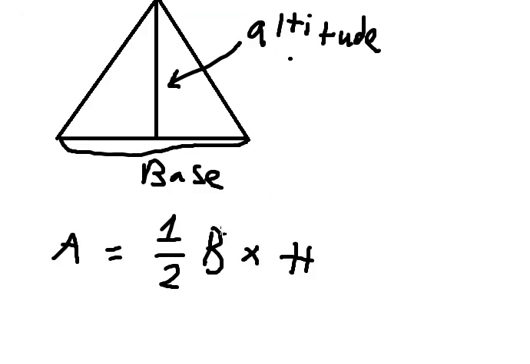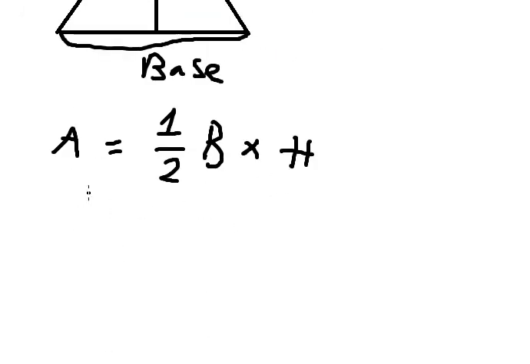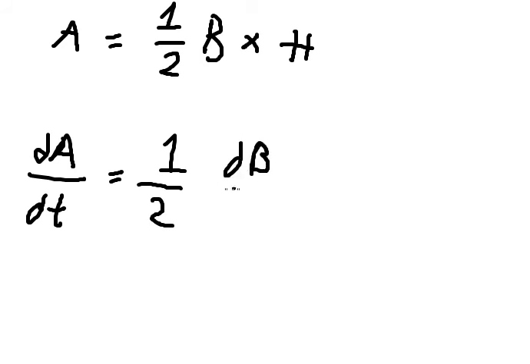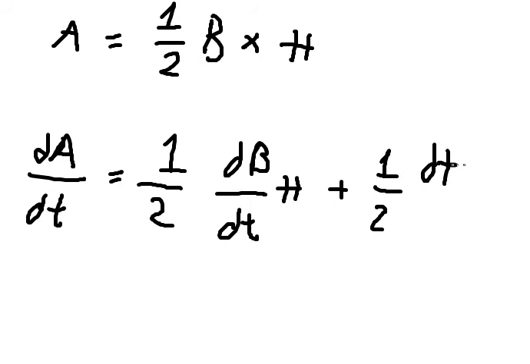So we need to first take the derivative of the function for both sides. First the derivative of A, we have dA over dt. And we first do the derivative of b. We have db over dt, multiplied by h because we just do b, plus we do the derivative of h. This is about altitude. We have dh over dt multiplied by base. This is the technique of the product rule of the derivative.